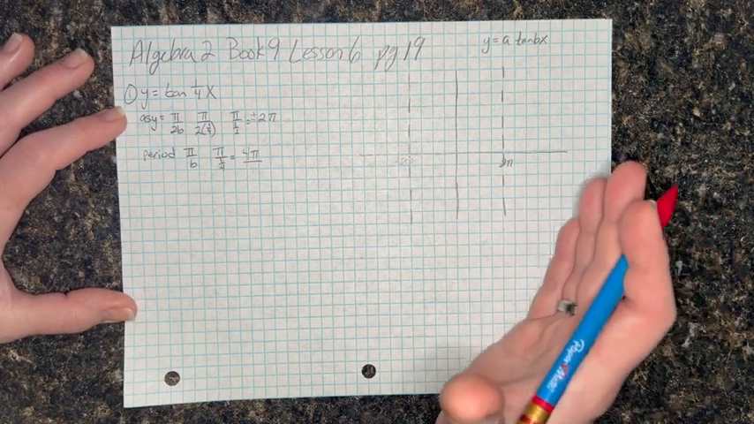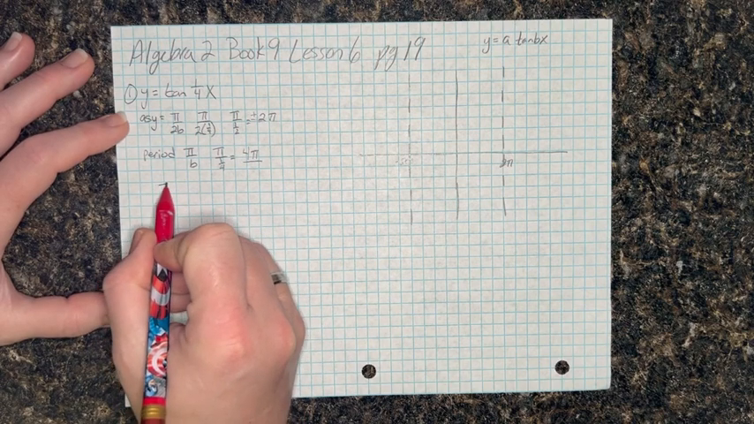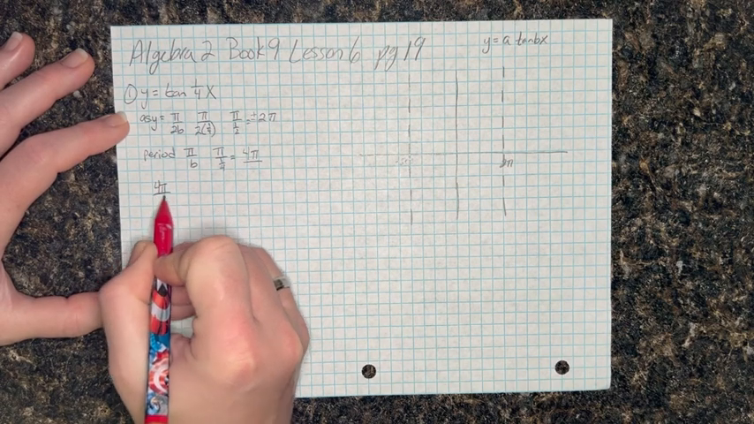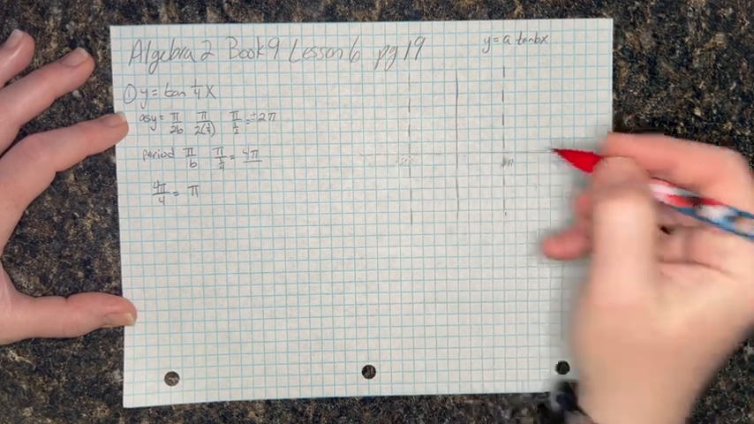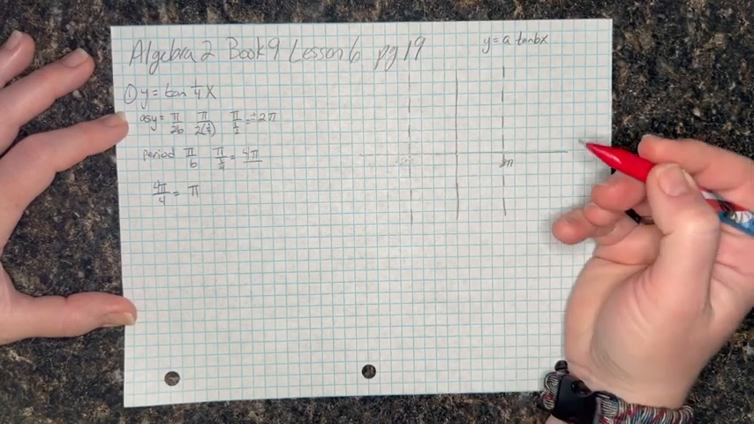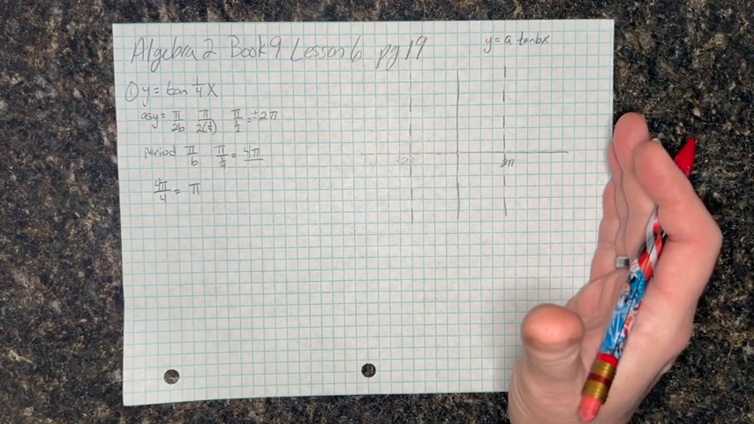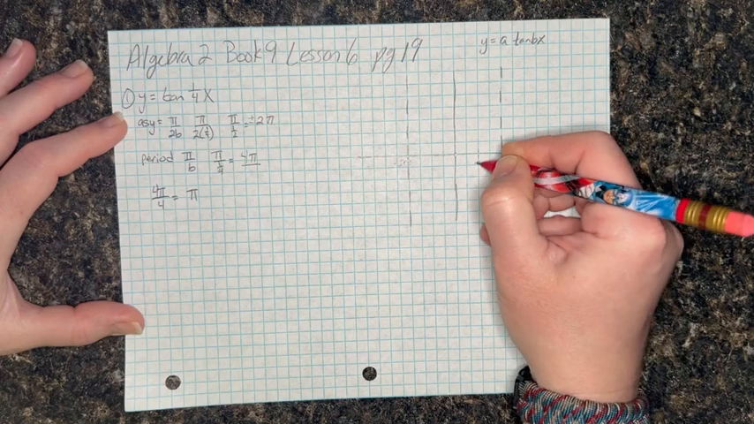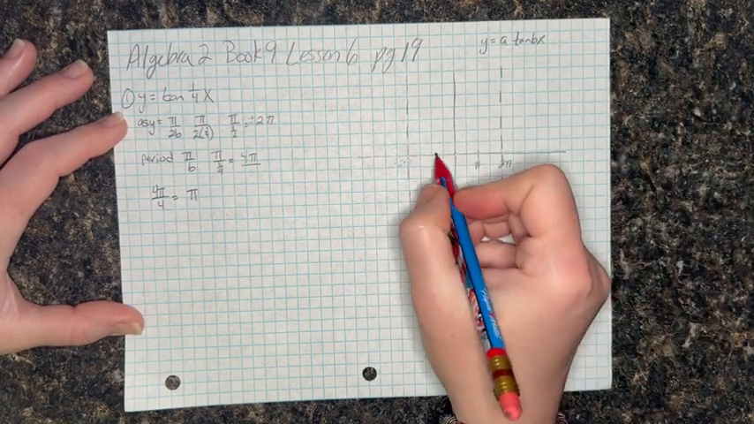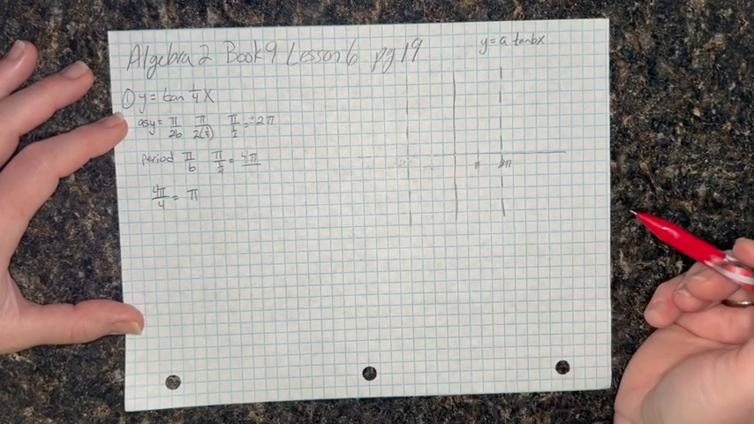Now we need to determine the quarter points. So we take our period and divide it by 4. So 4 pi divided by 4 tells me my quarter points are at pi. Now, we know that (0, 0) is a quarter point. We're not translating it up and down or anything yet. So I'm going to go a pi distance to the right, and a negative pi distance to the left. Those are my quarter points right there.